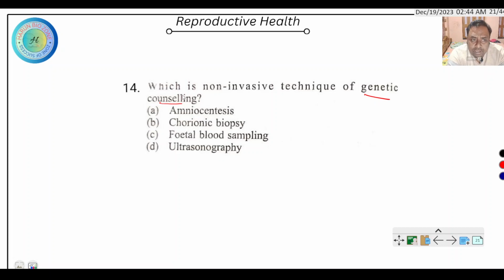Here, amniocentesis, chorionic biopsy, and fetal blood sampling are all invasive techniques. But the non-invasive technique is ultrasonography. In ultrasonography, ultrasound is used to prepare a proper image of the embryo inside the mother's womb.